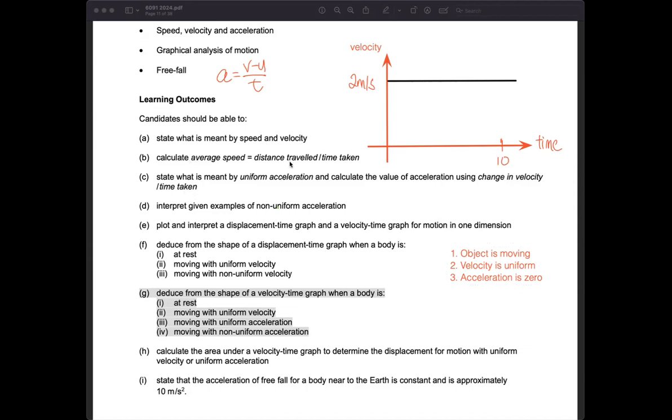Can you see from this graph, if I were to find the area under the graph, 2 times 10? The area under the graph is your displacement, which is 2 times 10, which is 20 meters. Does it make sense to you now? Because it's moving 2 meters per second, every second it moves 2 meters, so for 10 seconds you move 20 meters. The area under the graph gives you the lower level quantity, which is displacement. Is that clear?